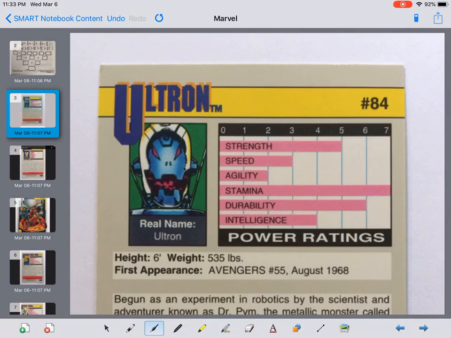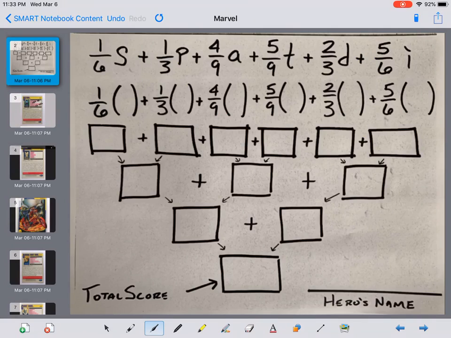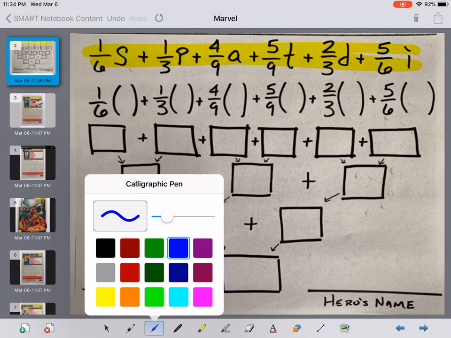We're going to use Ultron's scoring ratings for the Marvel game example. So here: strength is 5, speed is 3, agility 2, stamina 7, durability 6, intelligence 4. So we're going to put those numbers into the algebraic expression. You can see the expression up here. It's 1/6 times strength, 1/3 times speed, 4/9 times agility, and so forth. So just fill in all of Ultron's ratings into the expression like so.